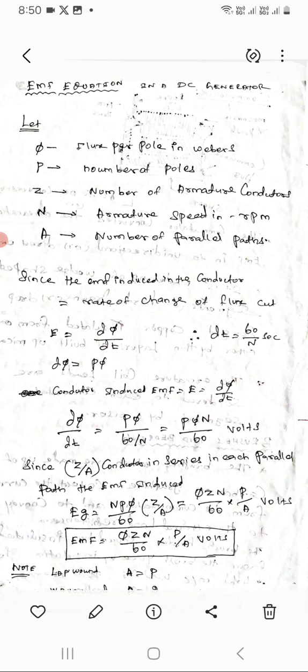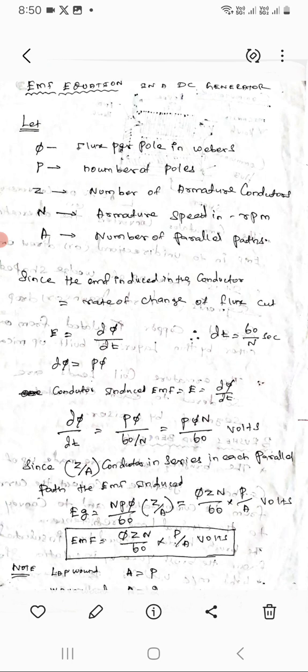The conductor induced EMF is equal to dΦ by dt. So substituting the values available for dΦ and dt, E is equal to PΦ divided by 60 divided by N. The denominator is transferred to the numerator, so E is equal to PΦN divided by 60 volts.